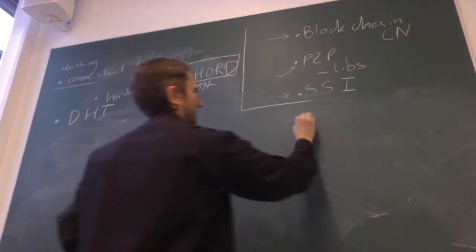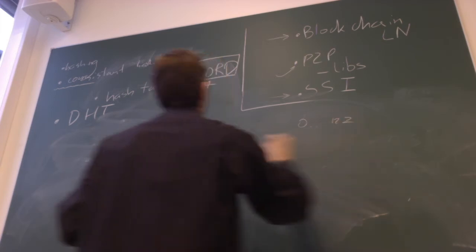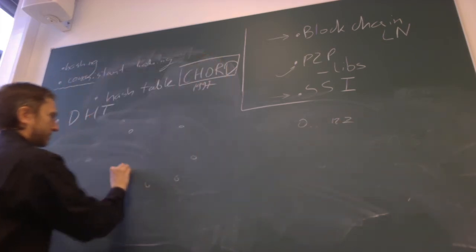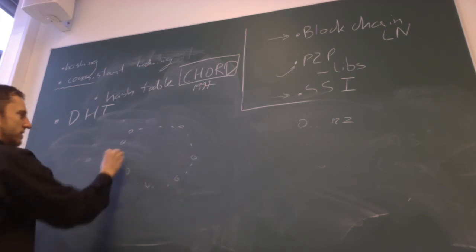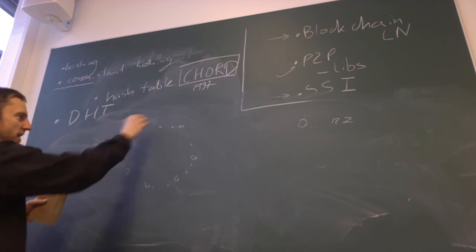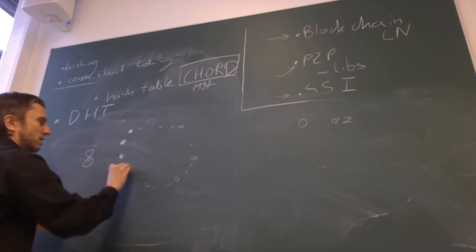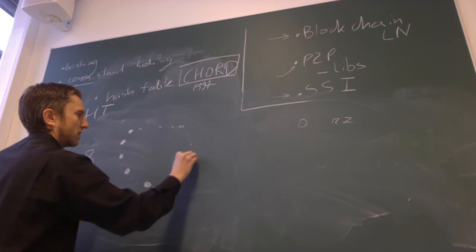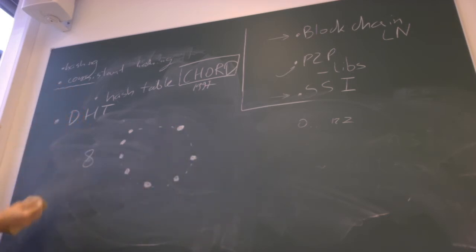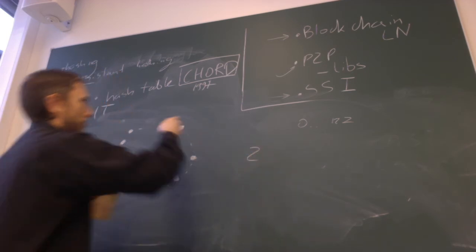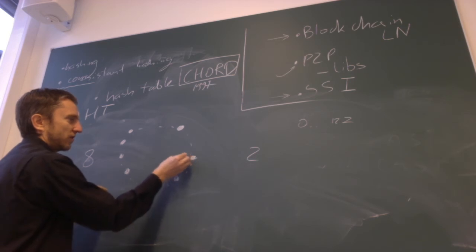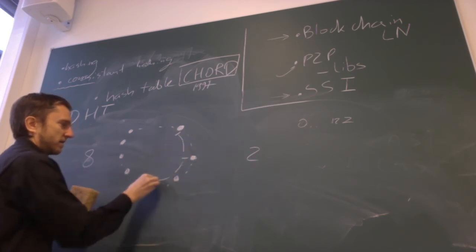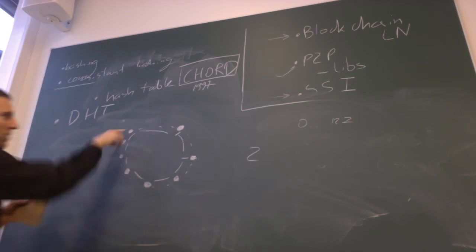Let's say again we have this index from 0 to 127. And initially, let's have 8 nodes, right? And then I assume redundancy is 2. So I only store my data and my next hop data in case the hop goes down, right? So each node stores a particular range of data, and then let's imagine one of them goes down, right?